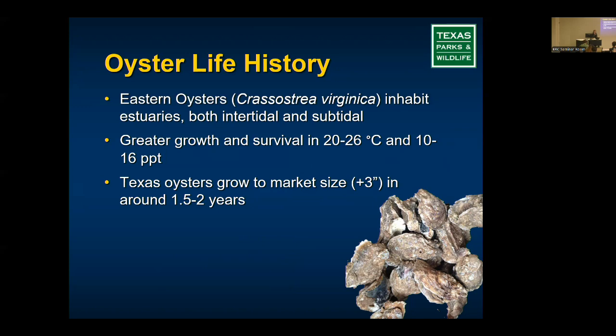And although they can survive in a very wide range of temperatures, they do have those optimal ranges in temperature and salinity, which we just heard a little bit about. Previous research has found that greater survival is in temperatures of 20 to 26 degrees Celsius and salinities of 10 to 16 parts per thousand. And here in Texas, due to our warm waters and mild salinities, oysters in our bays can normally reach market size, which is about 3 inches, in 1.5 to 2 years.